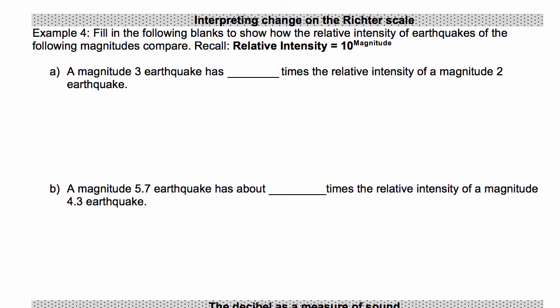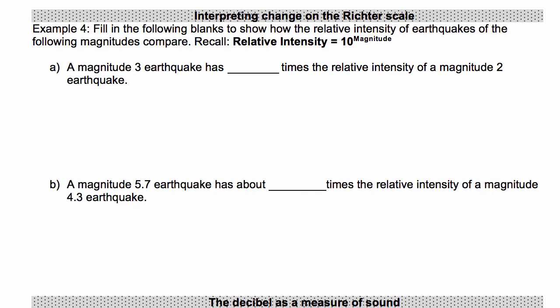Example 4. Fill in the following blanks to show how the relative intensity of earthquakes of the following magnitudes compare. A. A magnitude 3 earthquake has blank times the relative intensity of a magnitude 2 earthquake.